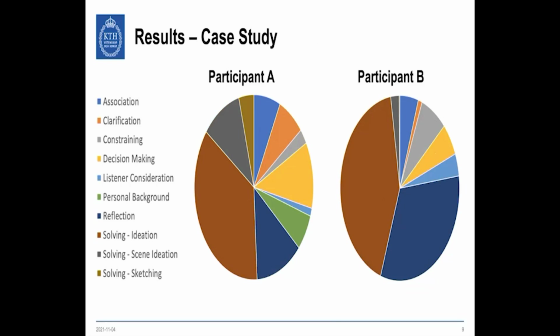And the final one was the case study. We can see from the results from participant A that there's a lot of ideation, but there's also scene ideation, decision-making, and reflection, roughly in equal amounts, while participant B is really a lot of ideation and a lot of reflection within the comments that they made throughout their process.